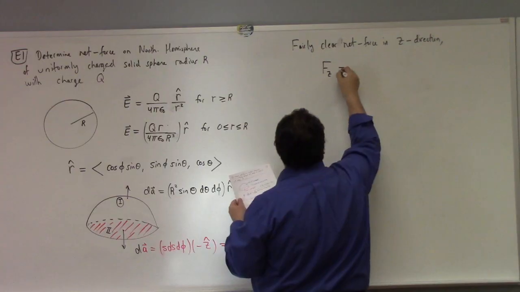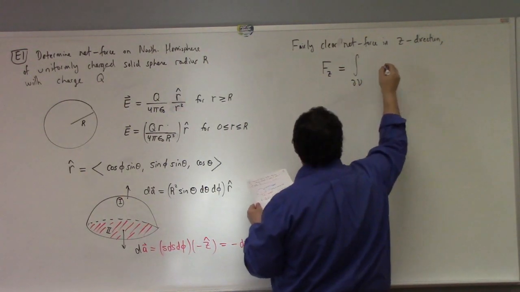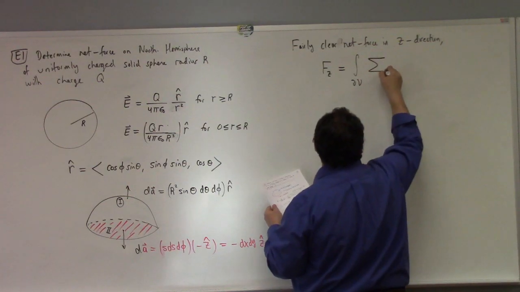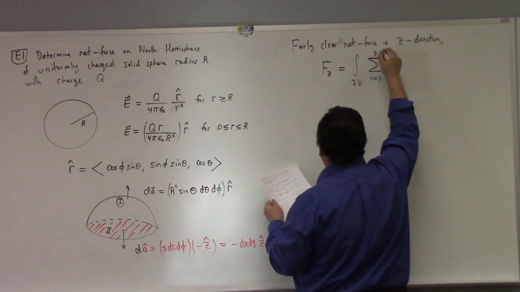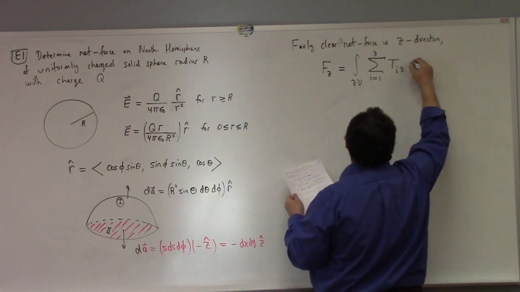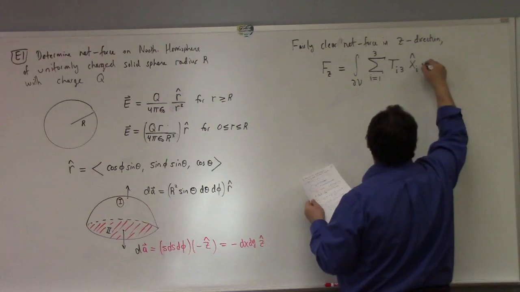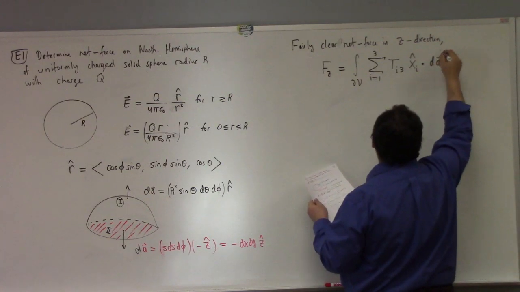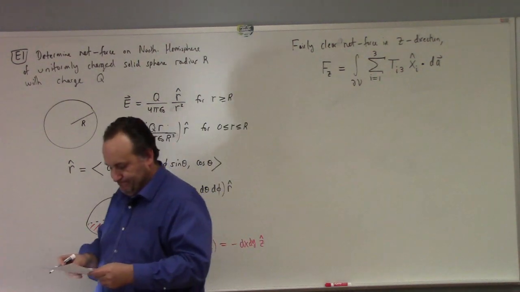All right, F_z is the integral over the boundary of V, right? And then, look at it. This is the sum over i equals 1, 2, 3 of T_i3 x hat i dot dA. That's what I'm up against.